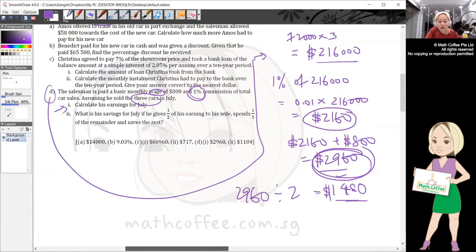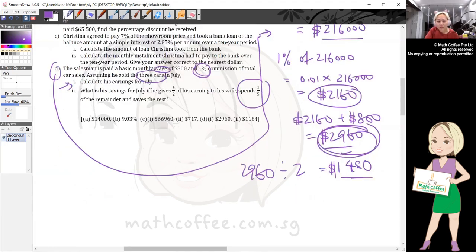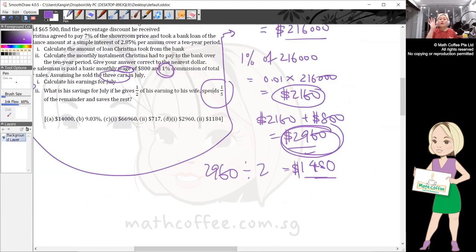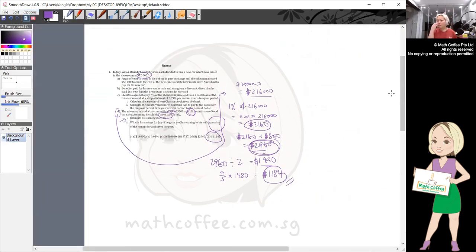And of the balance of 1480, 1/5 he spent. Do you agree that if he spent 1/5, he has 4/5 left? So I'm just going to take 4/5 multiplied by 1480. It means that he saved 1184. So this is the amount he saved. That's for question 1.